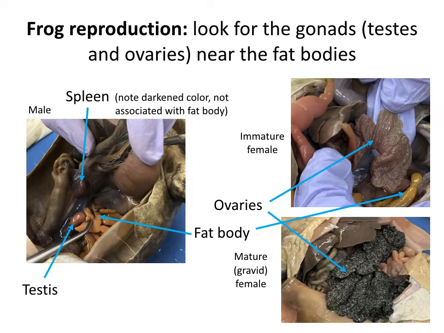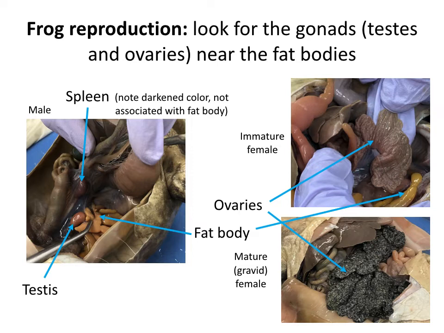In order to produce those eggs, that is what the females need the fat body for. Frogs and amphibians in general don't tend to store a lot of fat, and the fat that they do store is all associated with their gonads.